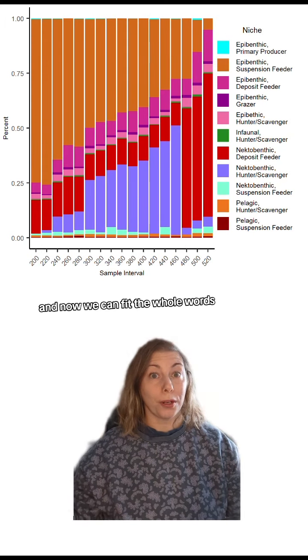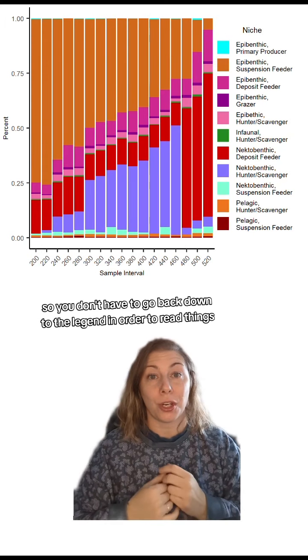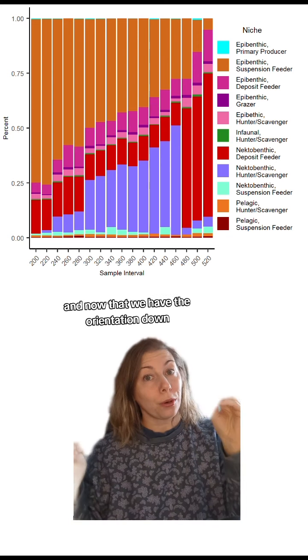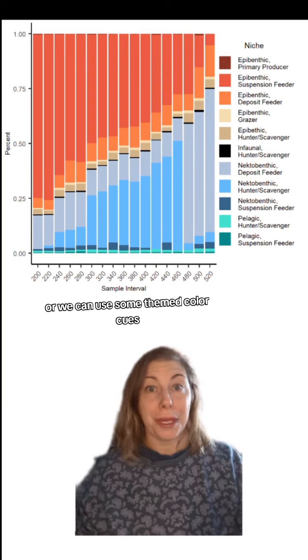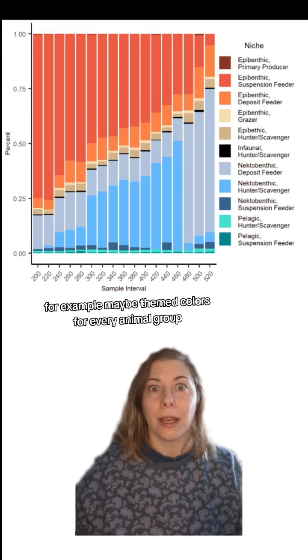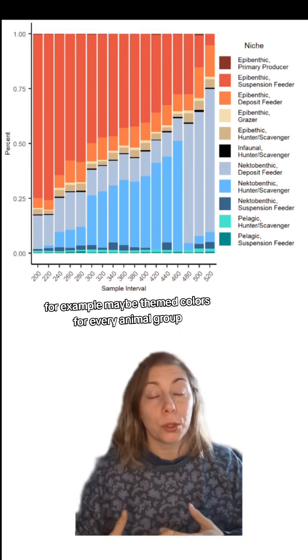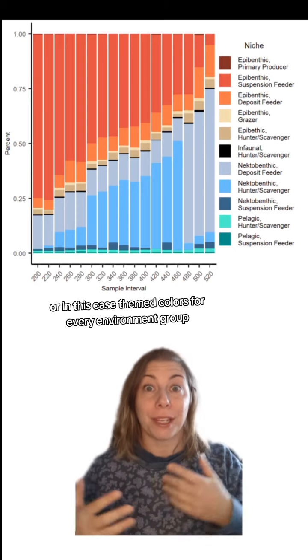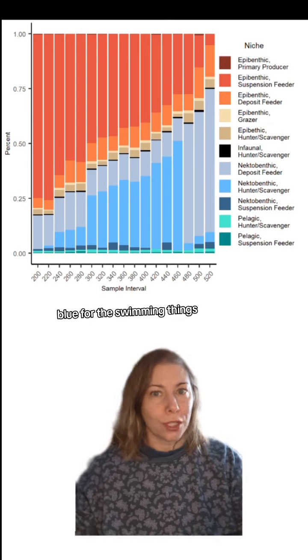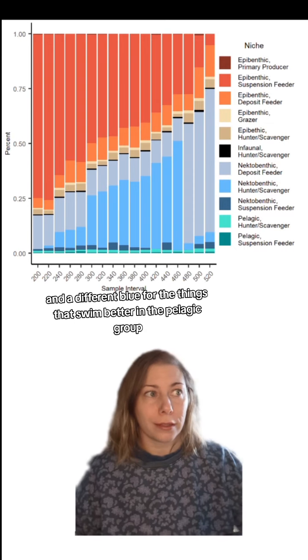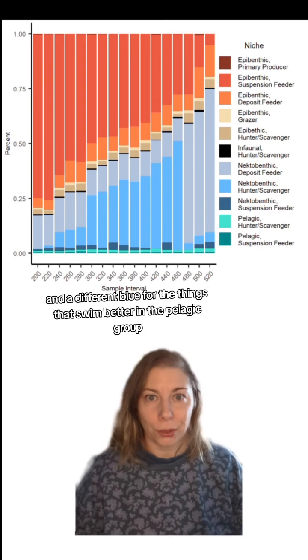And now we can fit the whole words, so you don't have to go back down to the legend in order to read things. And now that we have the orientation down and the categories are a little easier to read, now we can use some themed color cues. For example, maybe themed colors for every animal group, or in this case, themed colors for every environment group. I've got browns and reds for the little mud monsters, blue for the swimming things, and a different blue for the things that swim better in the pelagic group.